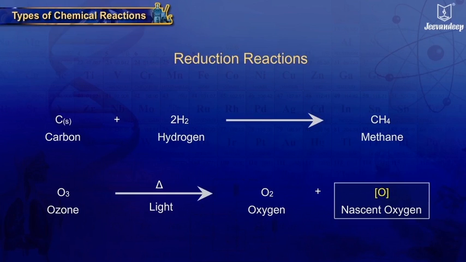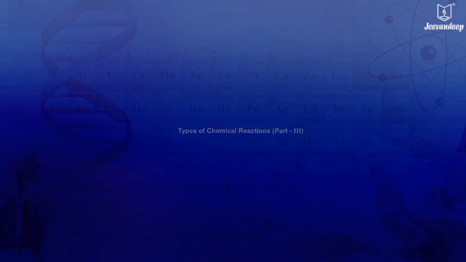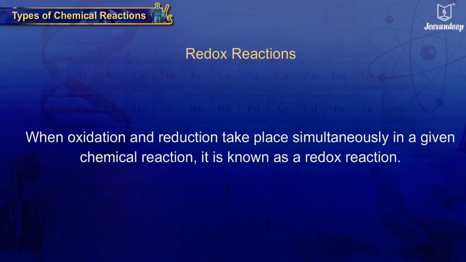In a chemical equation, nascent oxygen is shown in square brackets. Types of chemical reactions. Part 3. Redox reactions. When oxidation and reduction take place simultaneously in a given chemical reaction, it is known as a redox reaction.